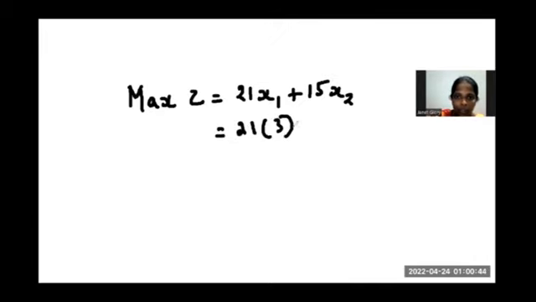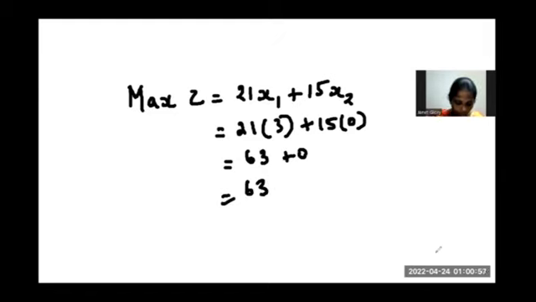21 into 3 plus 15 into 0. This is 21 into 3, 63. Plus 0, equal to 63. So this is the optimal solution. So the optimal solution is reached at the point x1 equal to 3 and x2 equal to 0. So that will be the conclusion.